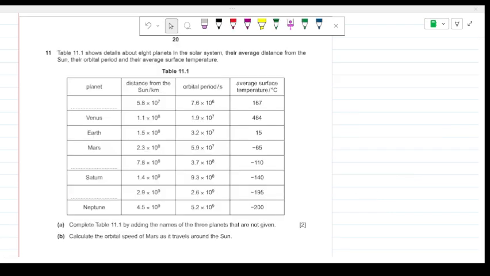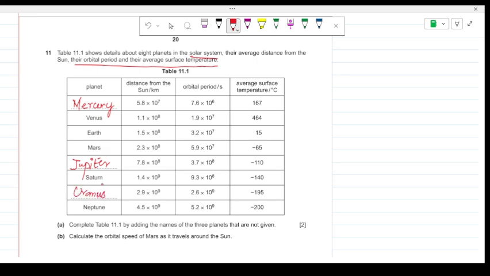Okay, moving on to question number 11. Table 11.1 shows the details of the 8 planets in the solar system, their average distance from the sun, their orbital time period and their average surface temperature. Complete 11.1 by adding the names of the three planets that are not given. We know the planet closest to the sun is Mercury. So we can write Mercury here, then Venus, then Earth, then Mars, then Jupiter, which is the largest planet of the solar system, then Saturn, then Uranus.